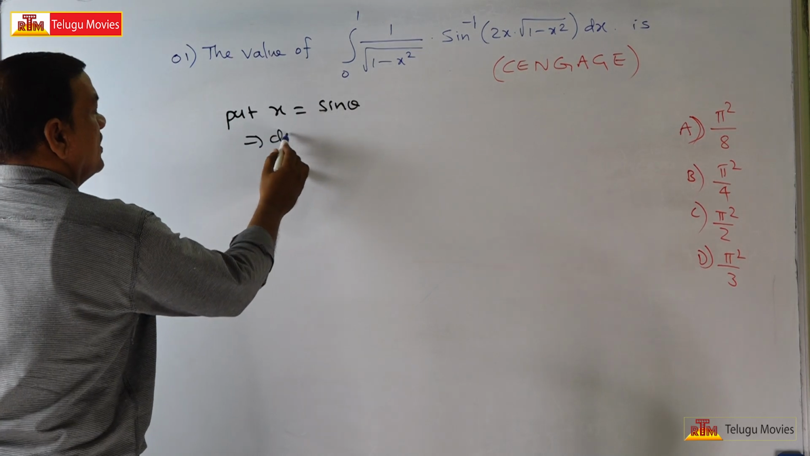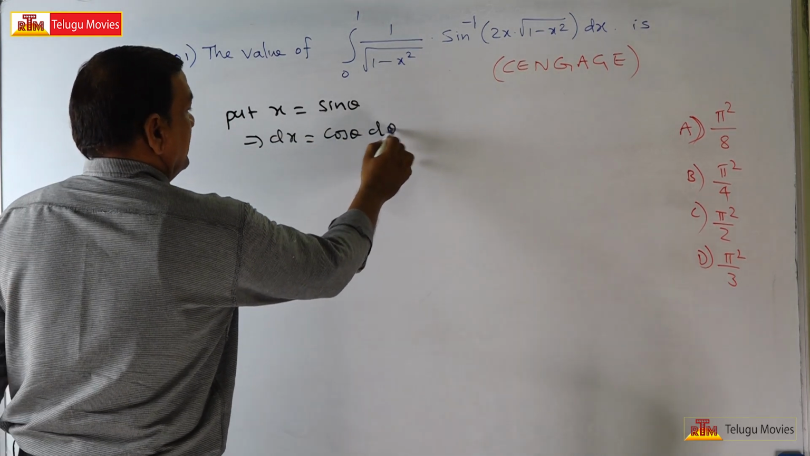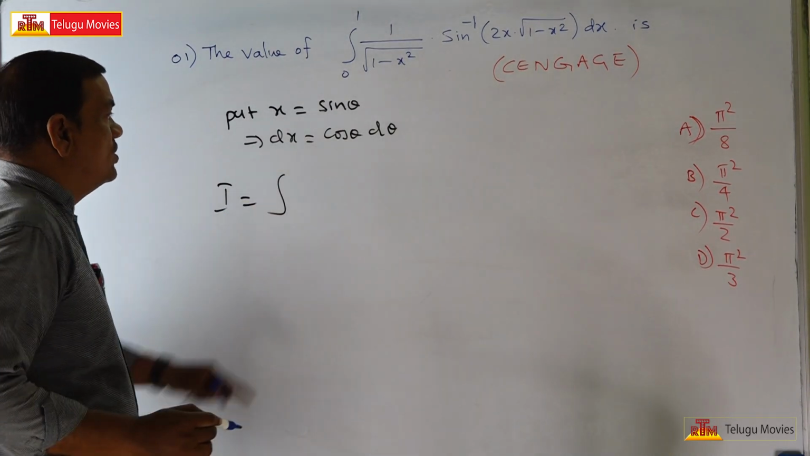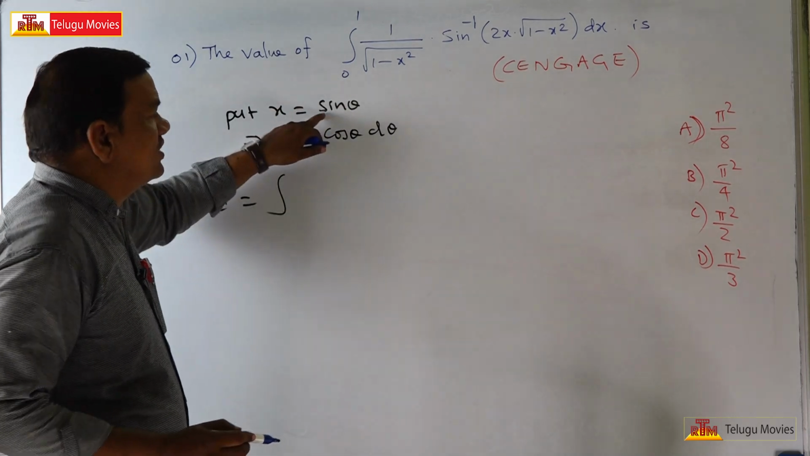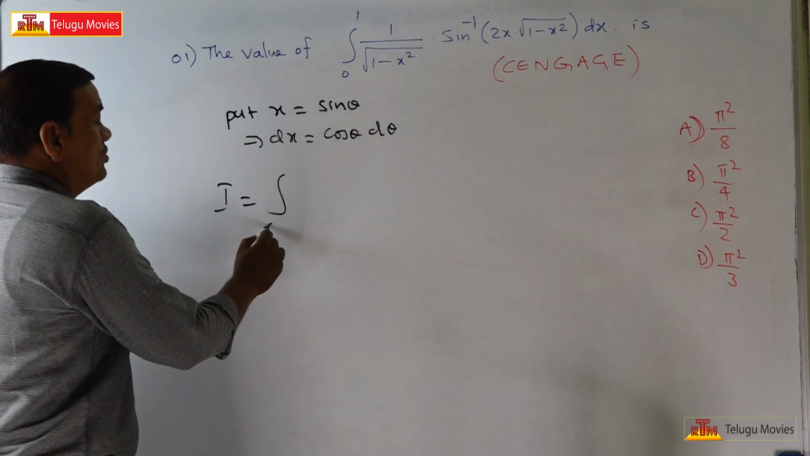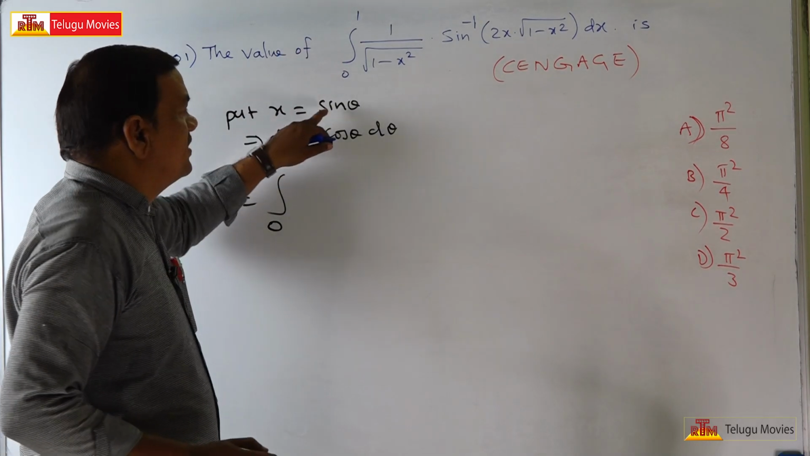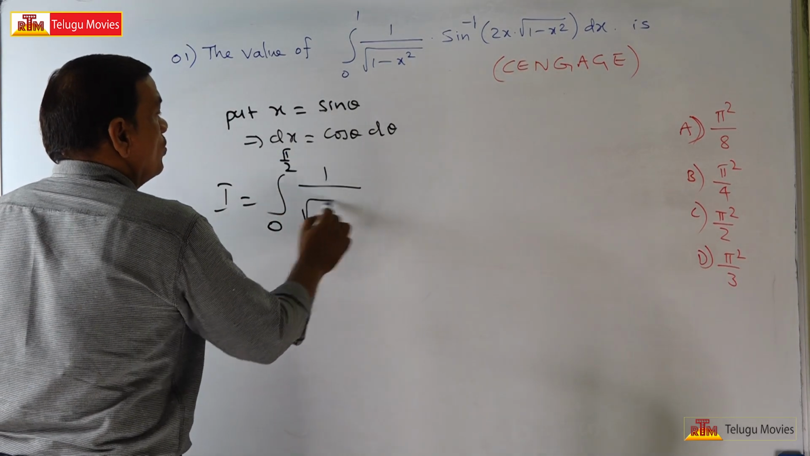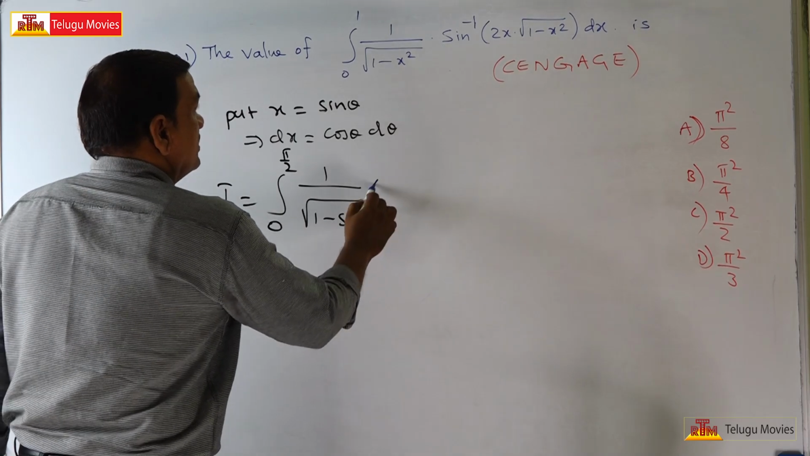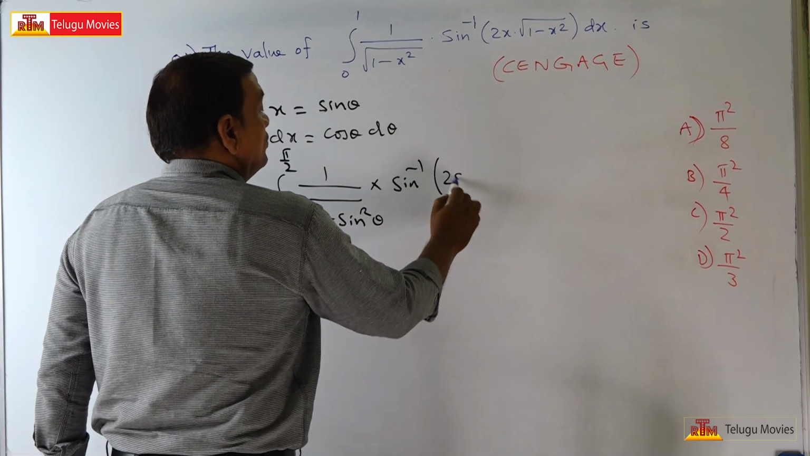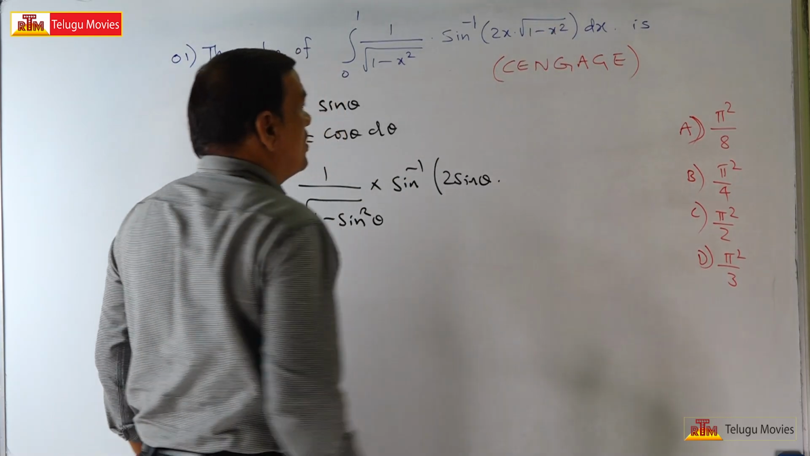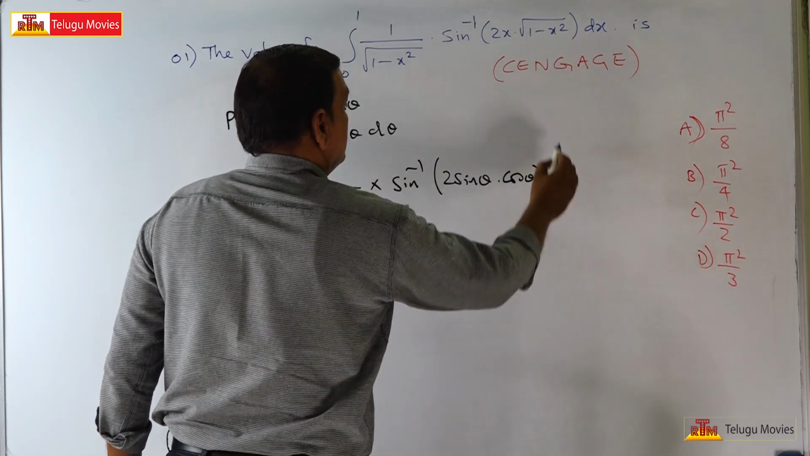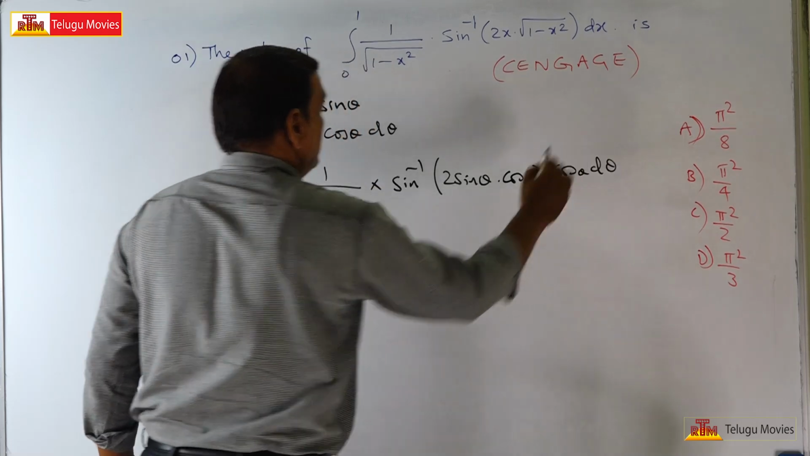From this, what will you get? dx is equal to cos theta d theta. Now the upper and lower limits will automatically change. If x is equal to 0, then sin theta is equal to 0, therefore theta is also 0. If x is equal to 1, then sin theta is equal to 1, then theta will become pi by 2. So 1 upon root of 1 minus sin square theta, into sin inverse of 2 sin theta into root of 1 minus sin square theta, into dx which is cos theta d theta. Very nice.